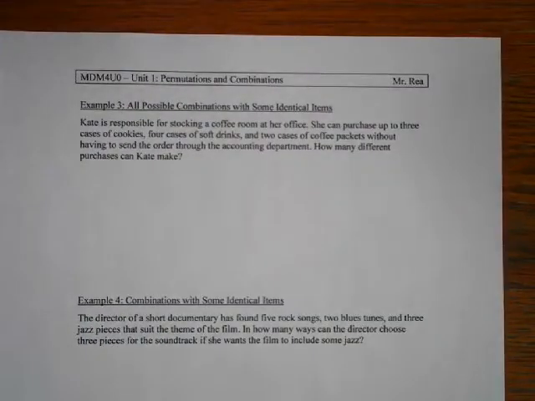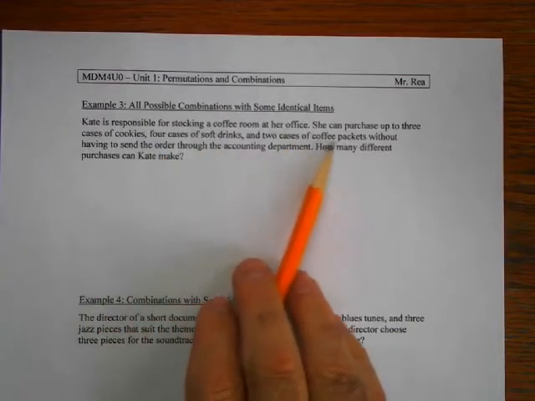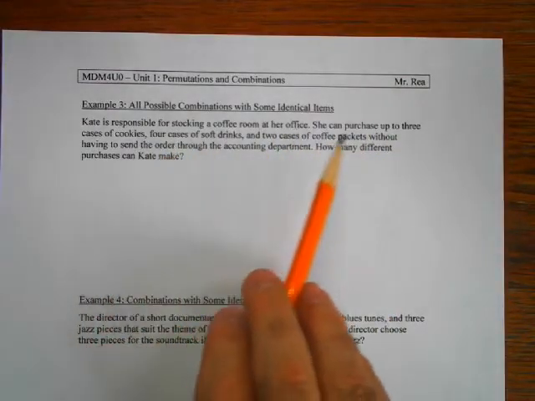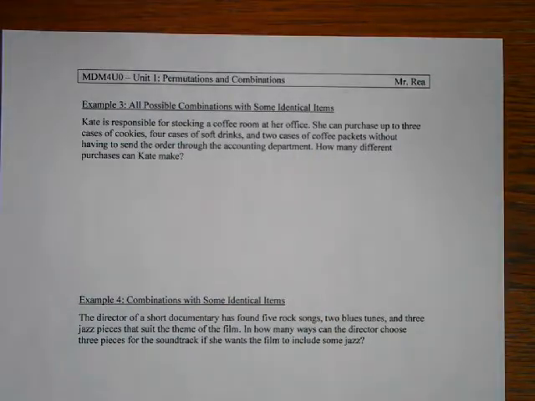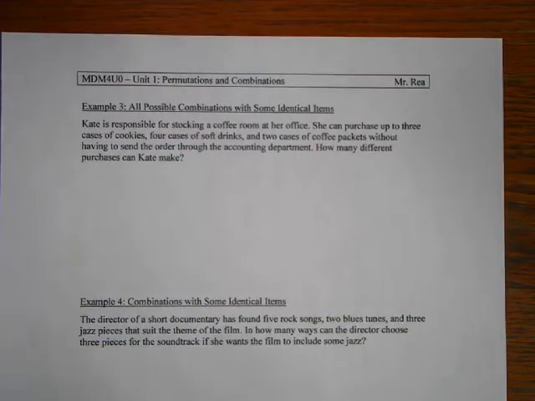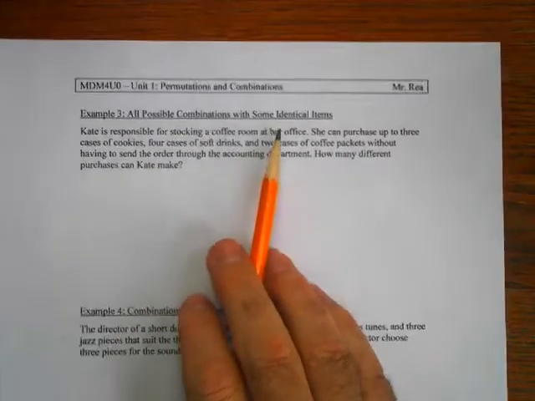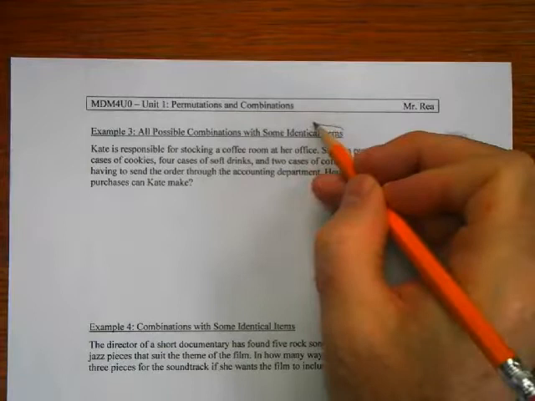Kate is responsible for stocking a coffee room at her office. She can purchase up to 3 cases of cookies, 4 cases of soft drinks, and 2 cases of coffee packets without having to send the order through the accounting department. How many different purchases can Kate make? So we're looking at combinations of buying cookies, soft drinks, and coffee packets where she doesn't go above 3 cases of cookies, 4 cases of drinks, or 2 coffee packets. It's a similar idea here, but obviously different because you have some identical items.